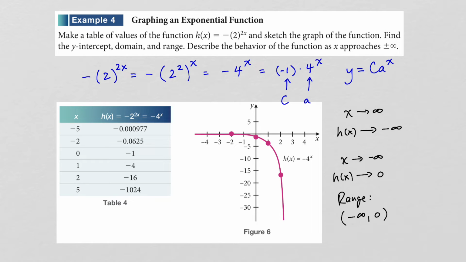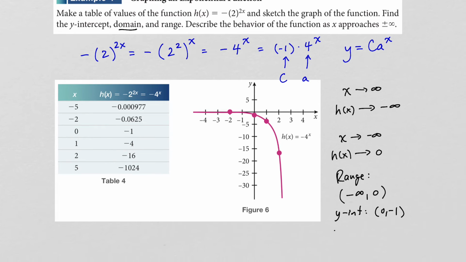The other thing they ask us to find is the y-intercept. Well, the y-intercept is this point here, and that occurs when x equals 0. And you can see that when x equals 0, y equals -1. So the y-intercept is the point 0, -1. And the other thing they ask us to find is the domain. Well, for exponential functions, the domain is always all real numbers. So minus infinity to infinity.